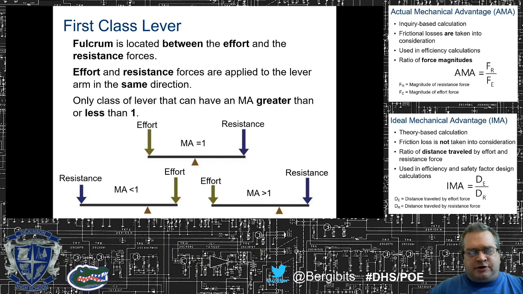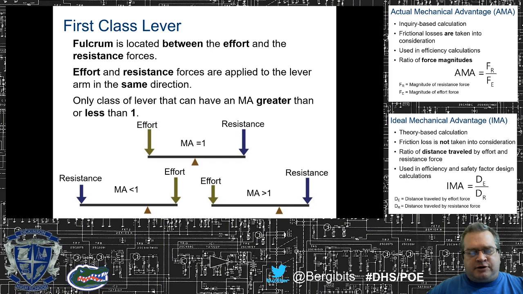But this is probably the least favorite type of lever. Let's see here. The effort is located between the fulcrum and the resistance. Resistance and effort force are in opposing directions. So both 2 and 3 are in opposing directions. But a third class lever has a mechanical advantage less than 1.